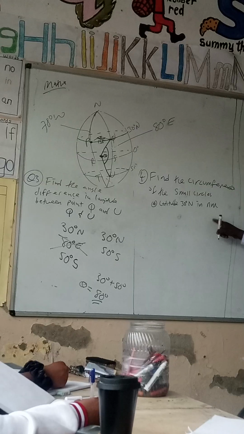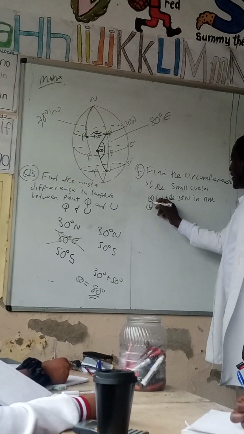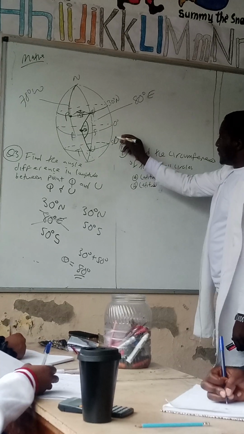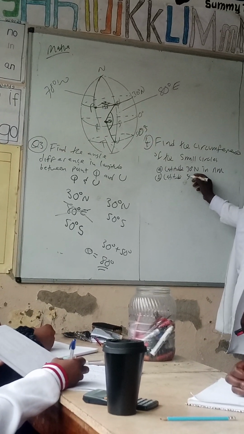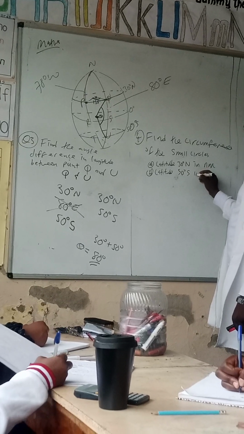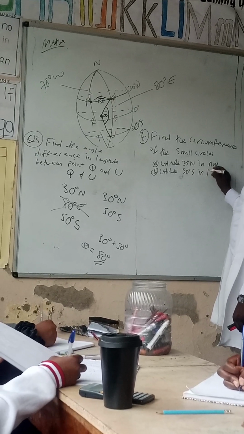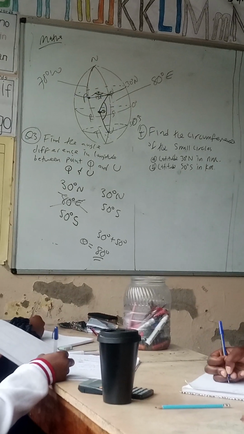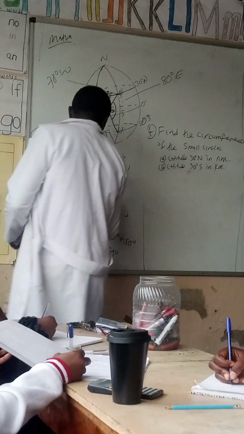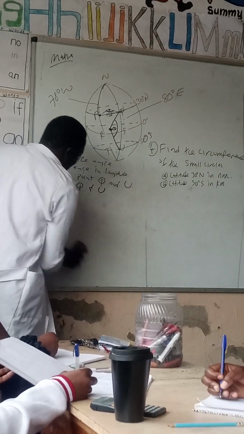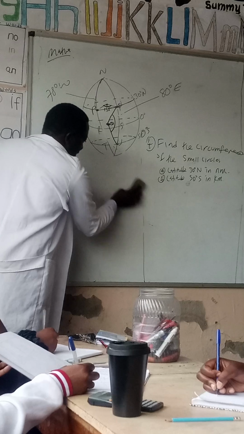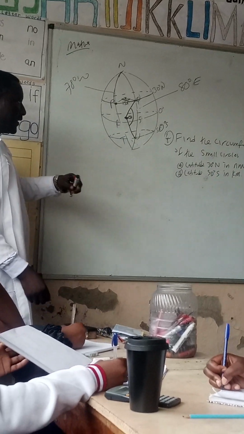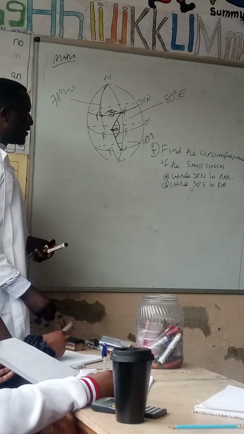Those are units. Okay. Then B: latitude 50 degrees south in kilometers. Okay. So the formula for circumference is the same. Doesn't matter the latitude, the circle that they've given you.